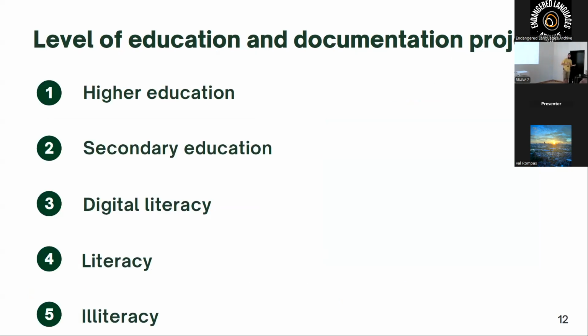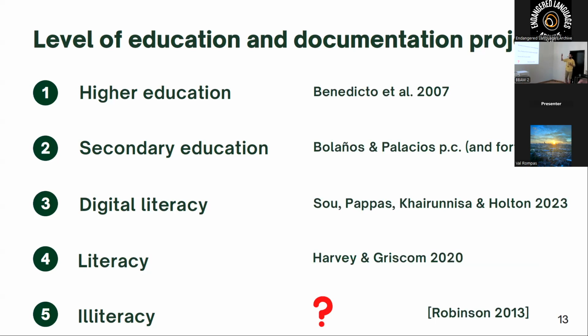I think we can probably assess contact in many different ways, but I find it useful here to correlate it with level of education, and actually we find collaboration projects from all sorts or almost all sorts of backgrounds. Those that work with speakers with higher education, those that work with speakers who have secondary education, digital literacy, and only basic literacy. And I haven't found in the literature any project that has started working with a community where most speakers were illiterate. Robinson is an example of why she could not do that. But if anyone knows of one, please let me know.